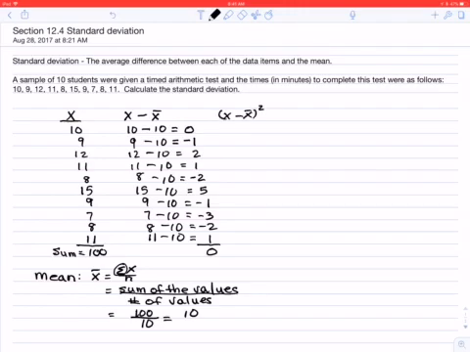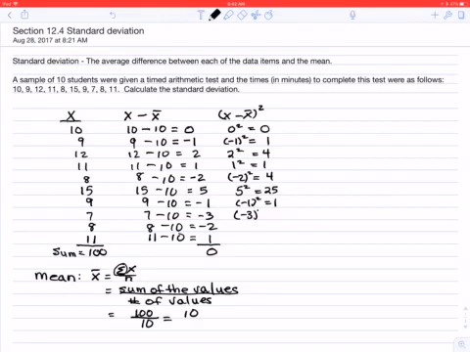So our next step to compensate for that would be to square those differences, because whenever you square a number, it's always positive. So 0 squared is just 0. Negative 1 squared, that's negative 1 times negative 1, is a positive 1. 2 squared is 4. 1 squared is 1. Negative 2 squared is a positive 4. 5 squared is 25. Negative 1 squared is a positive 1. Negative 3 squared is 9. Negative 2 squared is 4. And 1 squared is 1.